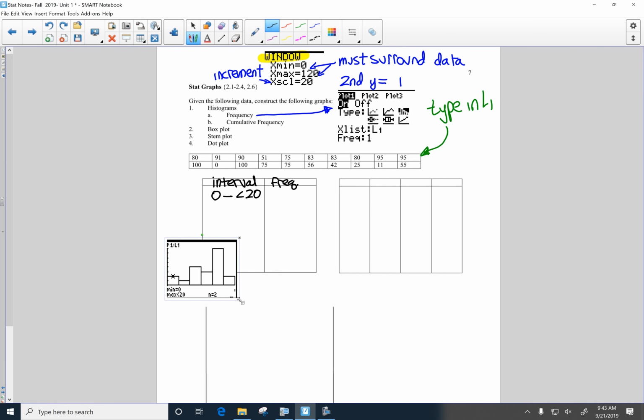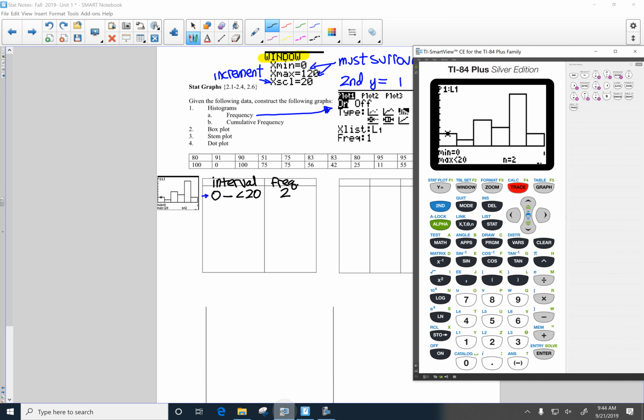Somewhere. I'm just going to make it small and put it in the margin, just so when you're looking it over later, you can say, ah, that's where that came from. All right, so 0 to less than 20, there's 2 of them. Then we hit the right arrow. That'll give us our next interval, 20 to less than 40. And there's one of those.